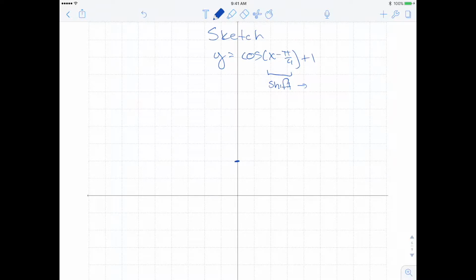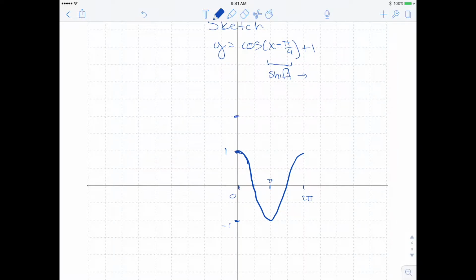So what we can do, again, is start to look at what our graph basically looks like before any shifts. And cosine, we said, kind of looks like that from one period. We start at 0, we go to 2 pi, here's pi. But now we're going to shift all of these points up 1. And not only are we going to shift them up 1, but we have to shift them to the right pi over 4 units.